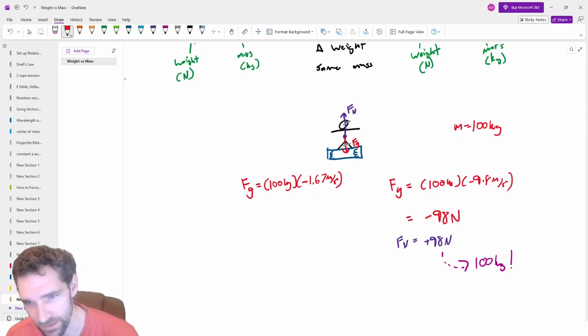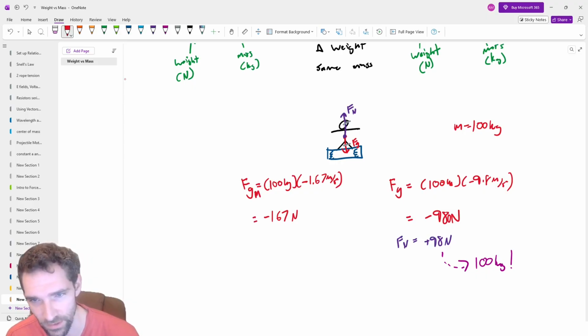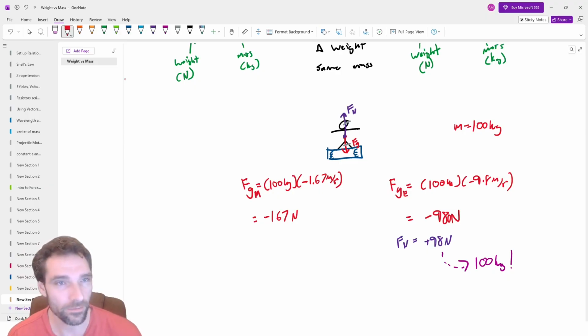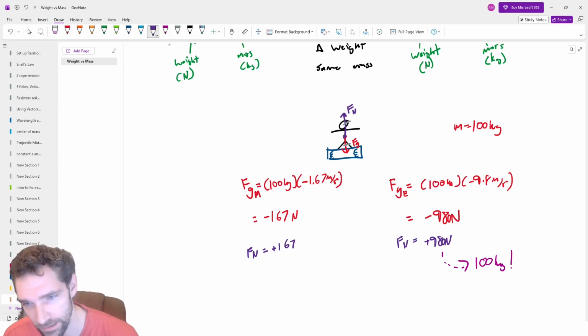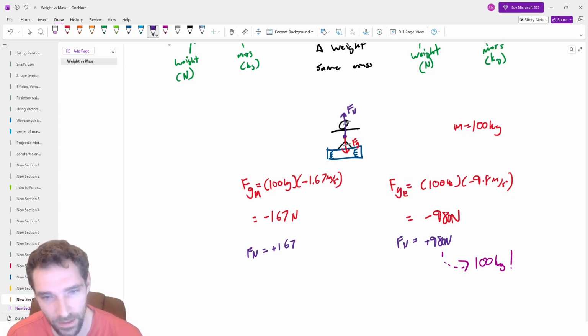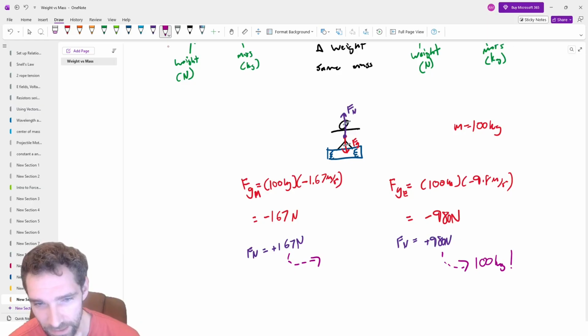I think I missed a place value. This would be 980, and then this is going to be 167 newtons downward if we're talking about the moon versus the Earth. Therefore, in that situation, if we're not accelerating upward or downward, the normal force is going to be a positive 167 compared to that 980 newtons. And so the scale is going to look at that and say, oh, that's not 100 kilograms. It's going to give you a readout that's smaller.